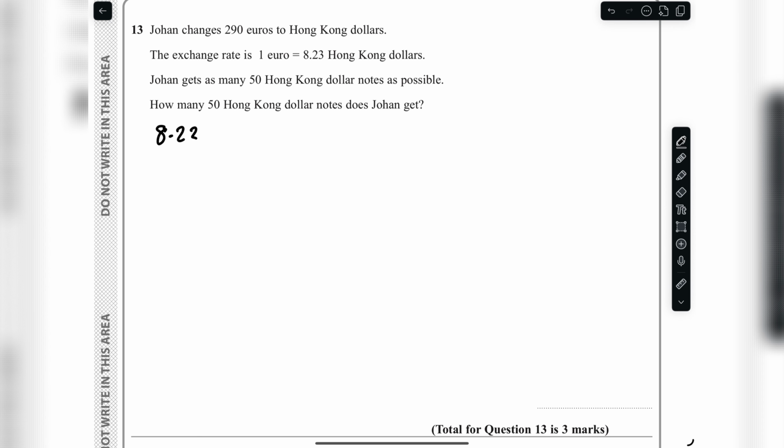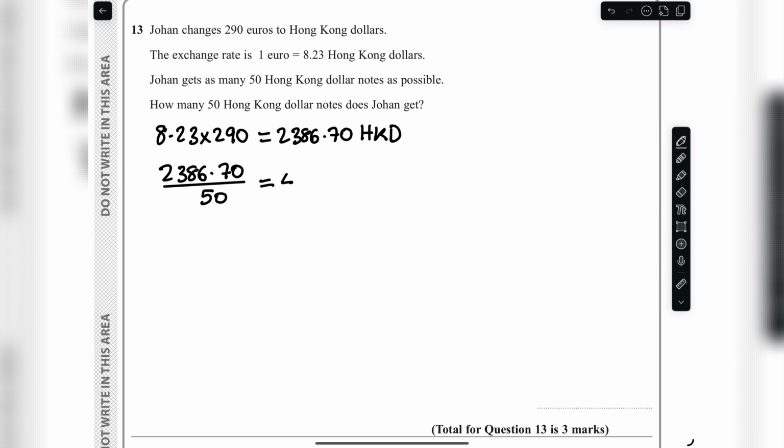So 8.23 multiplied by 290 equals 2386.70, and I write HKD for Hong Kong dollars. And remember that Johan wants to get as many 50 Hong Kong dollar notes as possible, so we need to divide this value by 50, and that gives us a value of 47.734, which is approximately equal to 47 Hong Kong dollar notes.